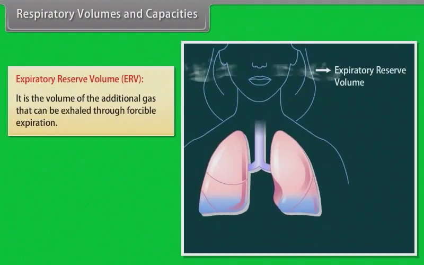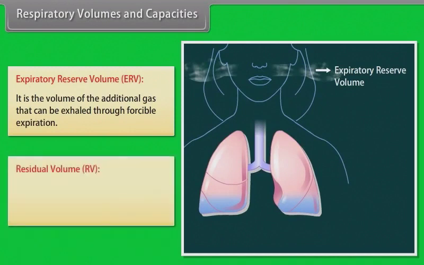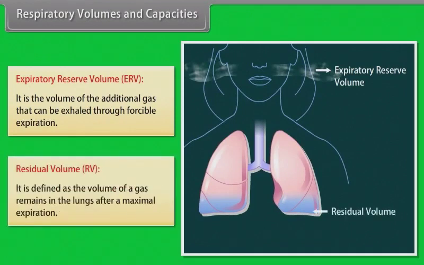Expiratory reserve volume, ERV. It is the volume of the additional gas that can be exhaled through forcible expiration. Residual volume, RV. It is defined as the volume of a gas that remains in the lungs after a maximal expiration.